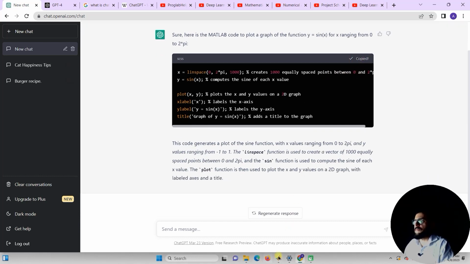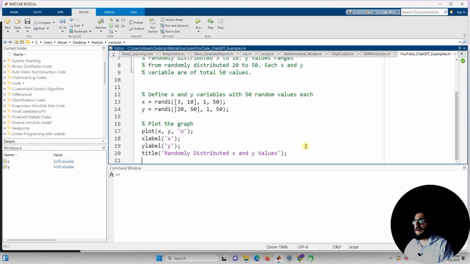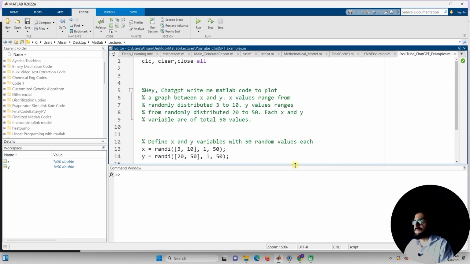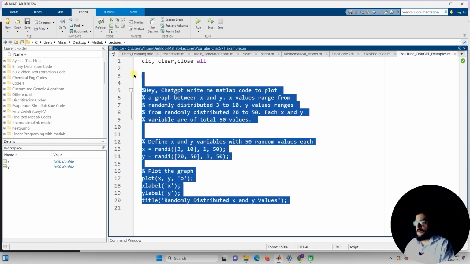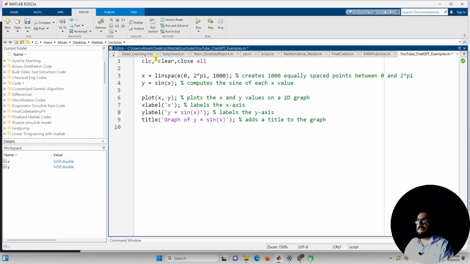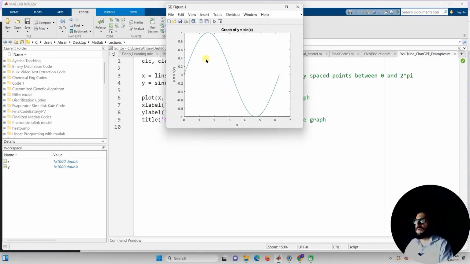First, let's run this code on MATLAB. I will just override this and run this code. That's nice. Here's the thing: ChatGPT is able to generate the code we asked for. The values range from 0 to 180 degrees, and it also plots y is equal to sine x.